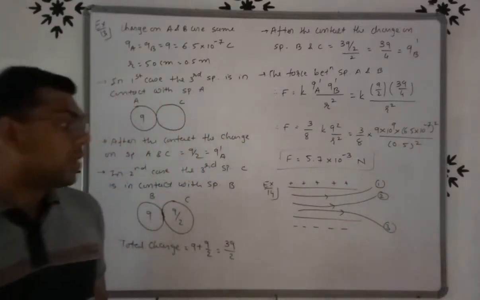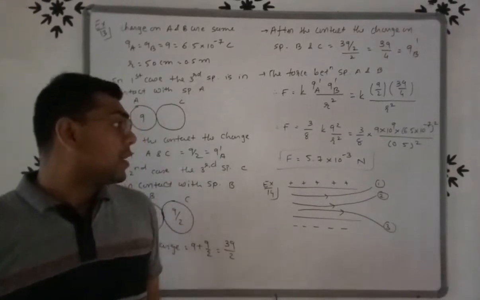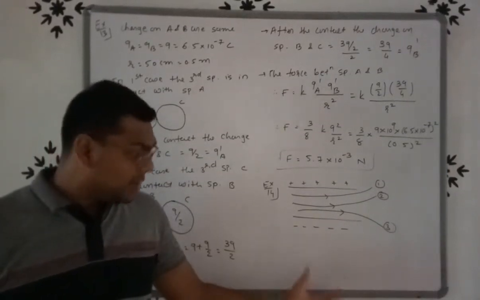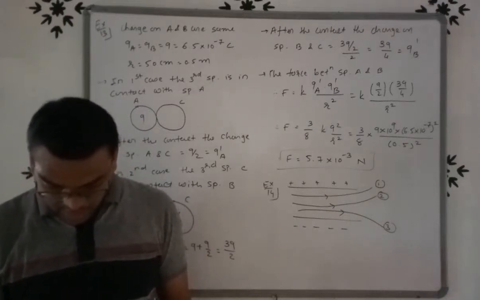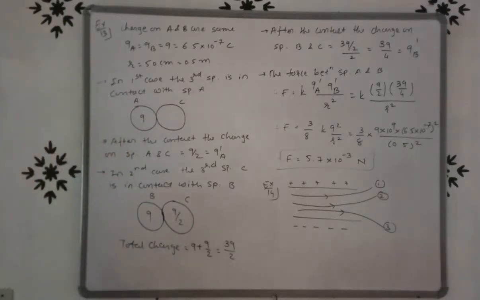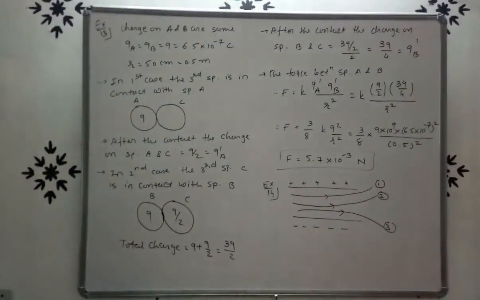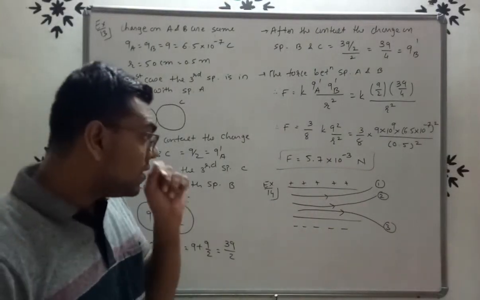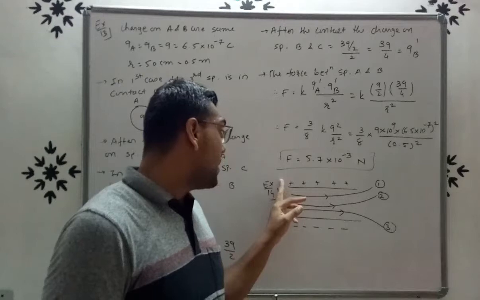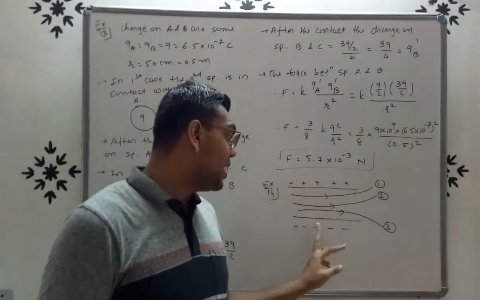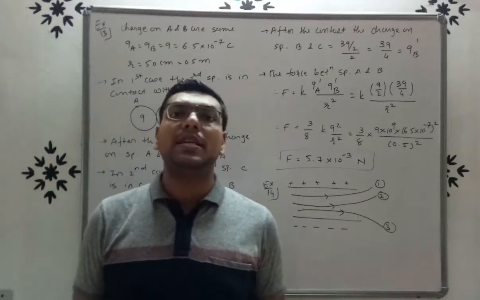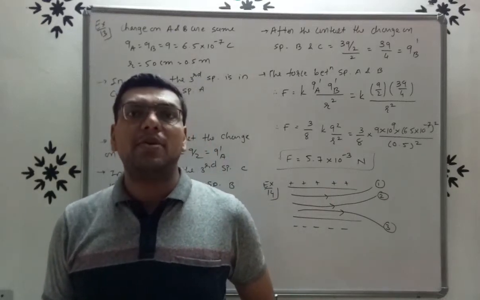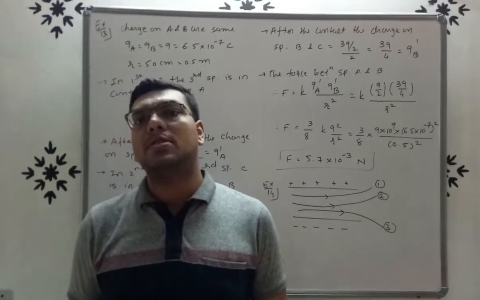Now the figure is given like this. We have to find out the sign of the 3 charges. So here, friends, see here, this is the positive and this is negative. Now we know that positive attracts negative and positive repels positive.